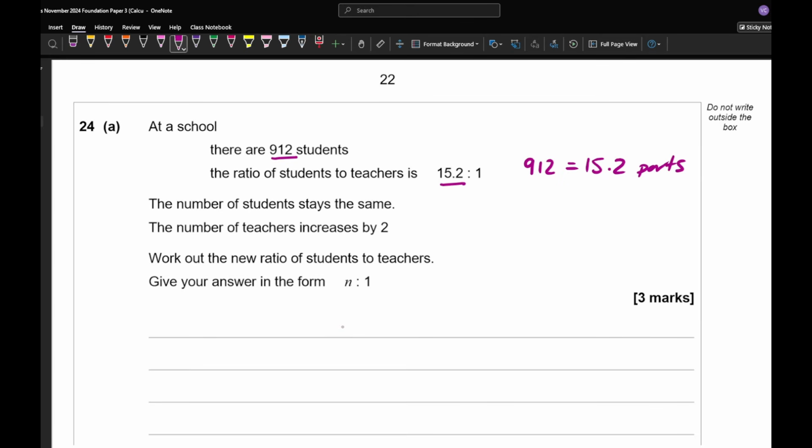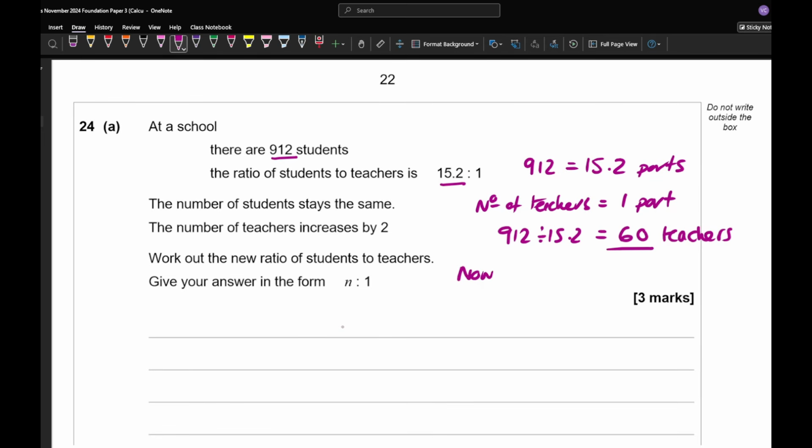Now, to work out how many students there are in terms of how many teachers there are, the number of teachers, as it's only 1 part, is going to be equal to 1 part. So if I do 912 divided by 15.2, that gives me an answer of 60. So that means that there are 60 teachers. If I increase that by 2, now there's going to be 60 plus 2 teachers, so 62 teachers.